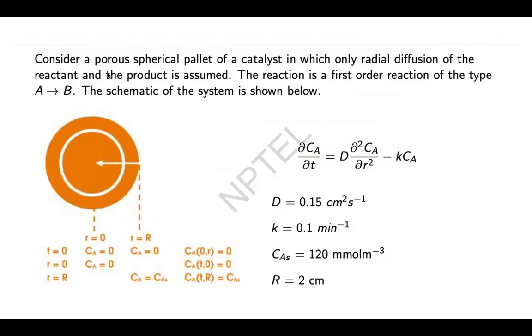So here, consider a porous spherical pellet of a catalyst in which only radial diffusion of the reactant and the product.